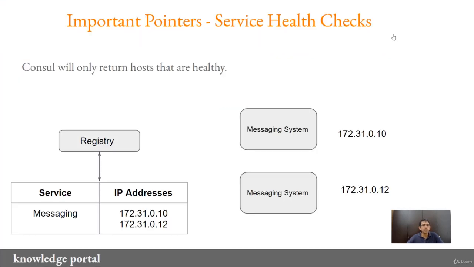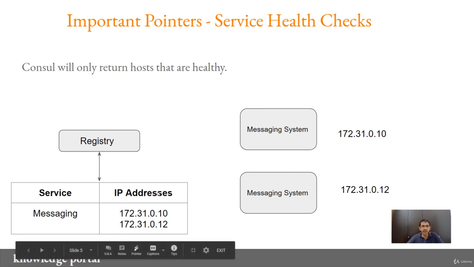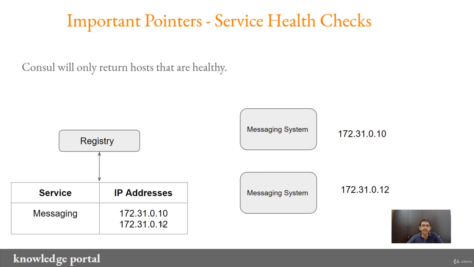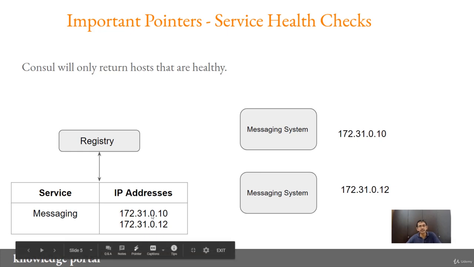So now let's look into some of the important pointers related to the service health check. First important pointer is that console will only return the hosts that are healthy, and this is very important. So let's say that you have a messaging service and there are two nodes which are implementing this service. One is 31010 and second is 31012. So both the IP addresses of these nodes are registered in console. So if you make a request via the DNS, you will get both the IP address here.